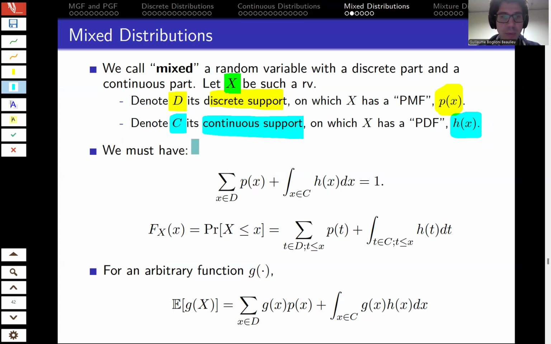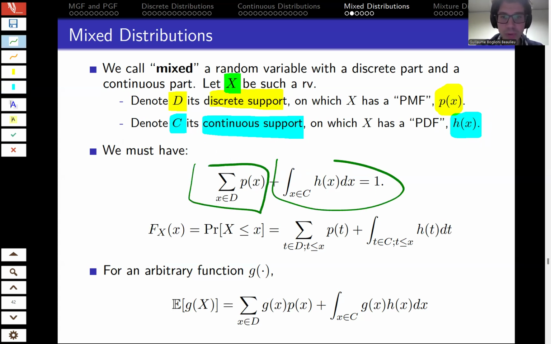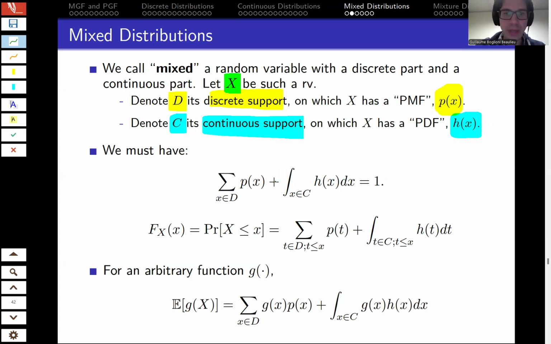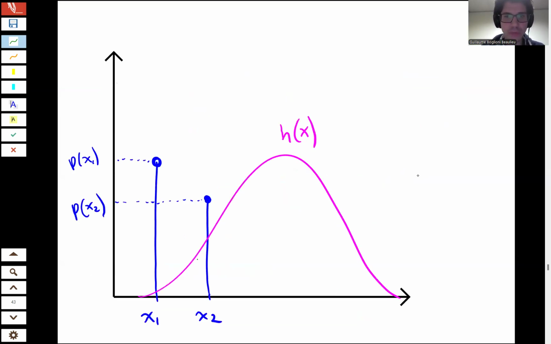They don't sum to 1 because what we want is that both together sum to 1. Meaning, if you sum the probability to be on the discrete part plus the integral of this pseudo density hx on the continuous part, then you should get to 1. Because again, this 1 represents 100%, meaning the random variable needs to be somewhere. So it needs to either be on the discrete part or on the continuous part. And so those two things need to sum to 1. Maybe good to see just an illustration of this.